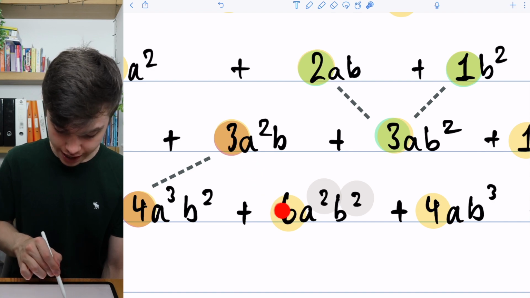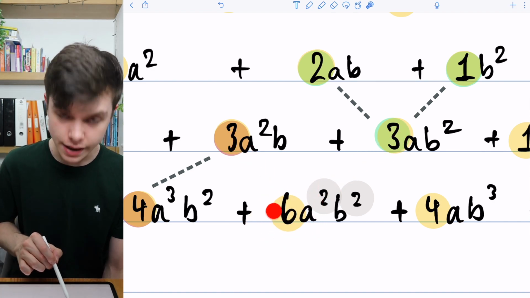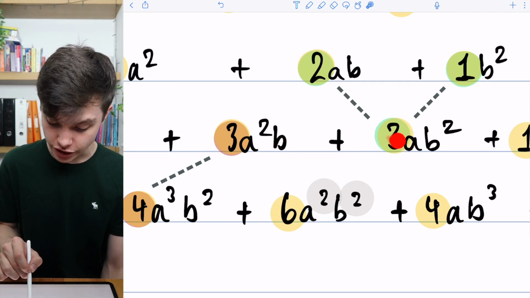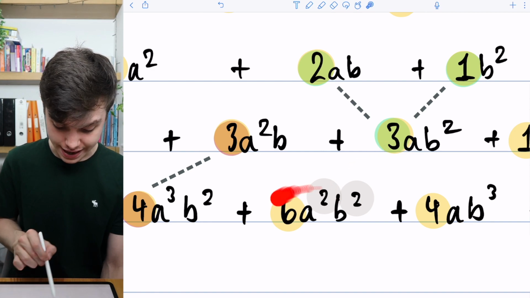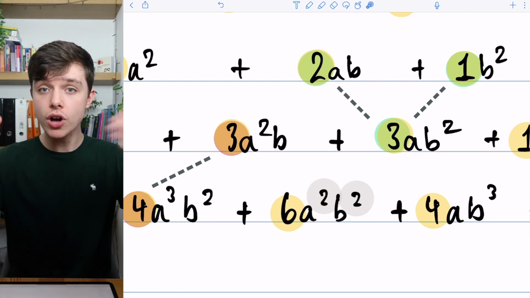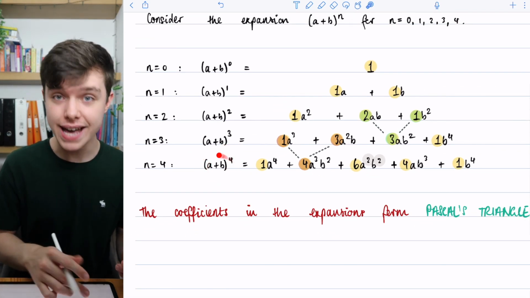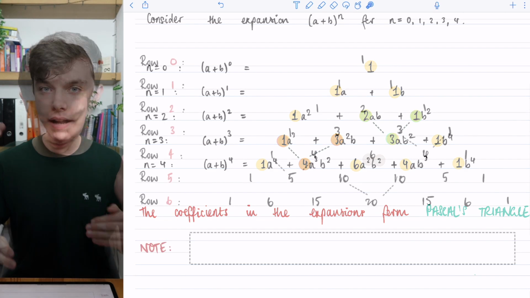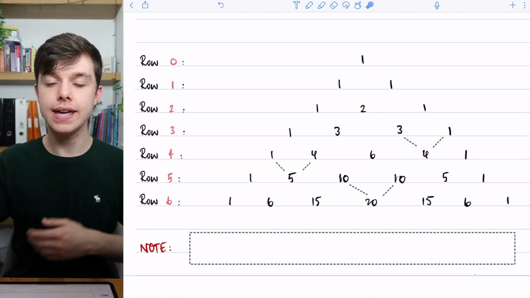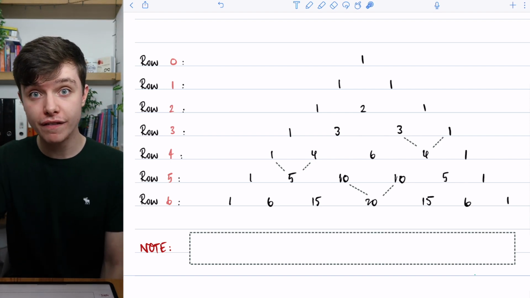We could look at this one here. We've not got lines joining these together, but we've got a 6 here, and that comes from this coefficient added with this coefficient, because this is directly under those two. And that's how we can work out the coefficients of expansions like this using Pascal's triangle. So here is Pascal's triangle without the brackets. We've got rid of the a and b now, and we're just looking at the coefficients.